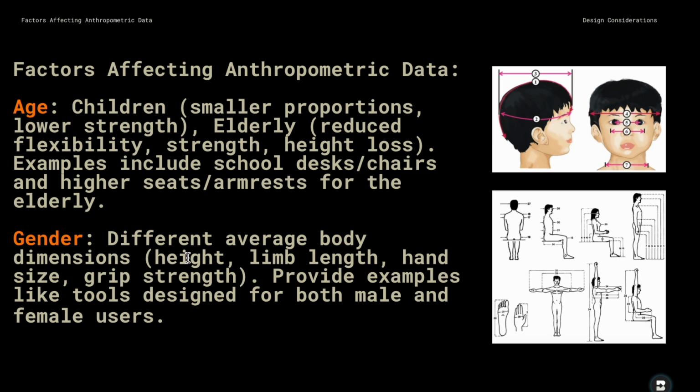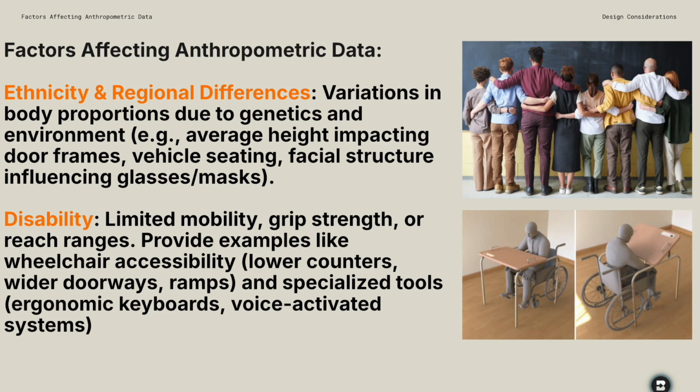And so we would be looking at height, limb length, hand size, grip strength, those sort of things. And there's examples like tools designed for both male and female users. We might look at ethnicity or regional differences, so variations in body proportions due to genetics and environment. So this could be average height, impacting door frames, vehicle seating, facial structure. This might influence glasses or masks.